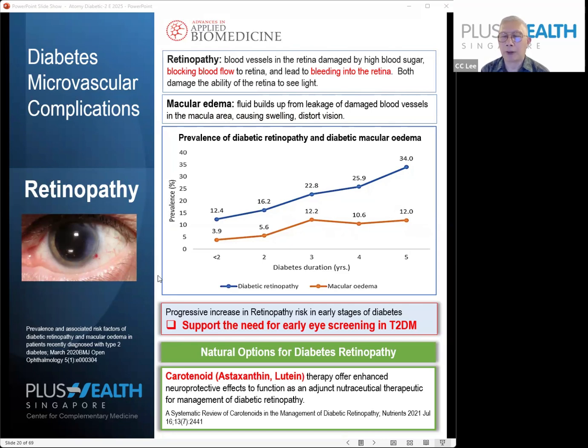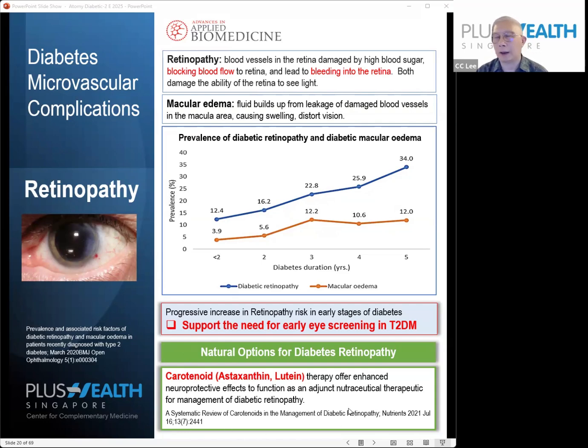Therefore, diabetic patients must go for early eye screening for diabetic retinopathy because it is one of the most prevalent microvascular conditions that can happen to them, right? So the earlier you screen and you act on it, the less chance that you will suffer from vision loss, right? Now, what are the natural options for diabetic retinopathy?